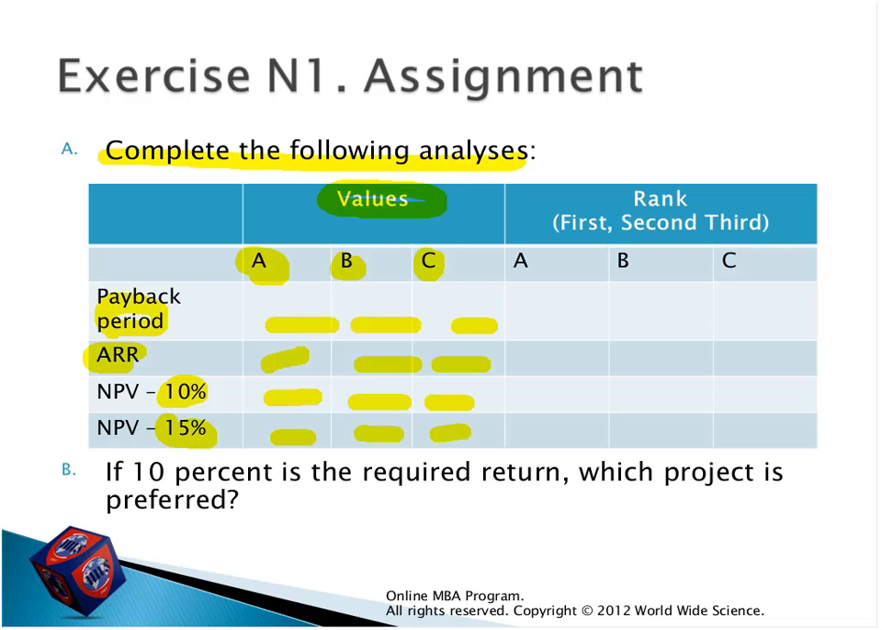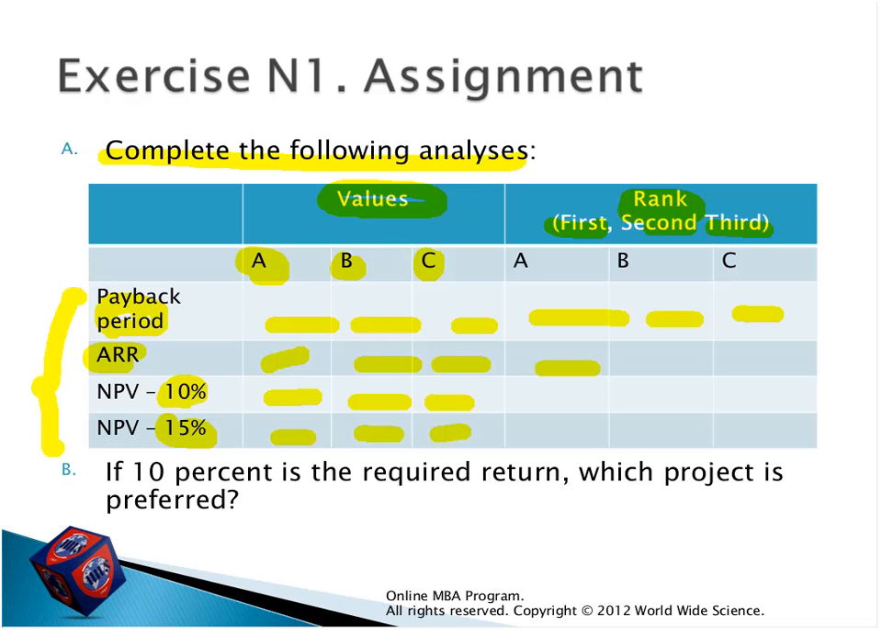Then you have to rank these 3 projects by each method. Like you have the payback period, ARR, NPV at 10% and NPV at 15%. You have to rank them, which project takes first place, second, and third. So by each method, just fill up all the blanks.